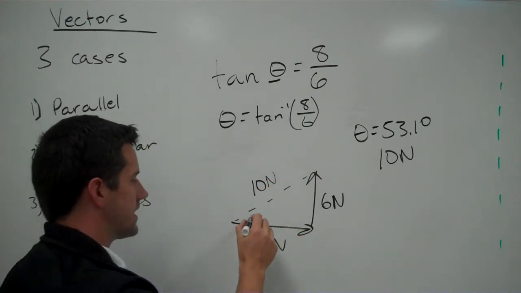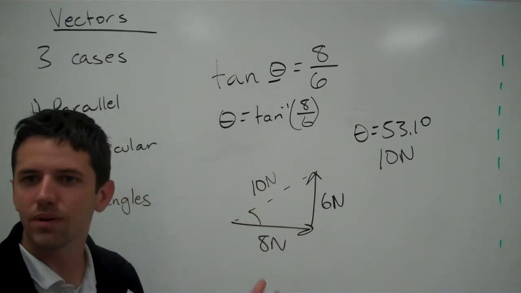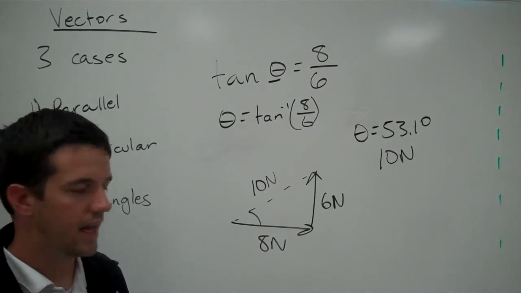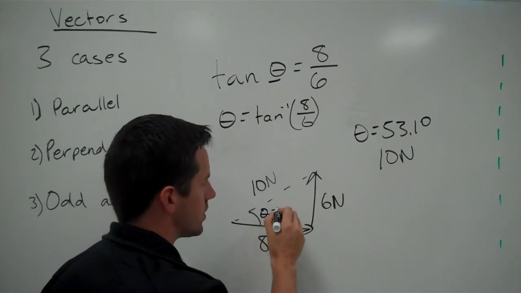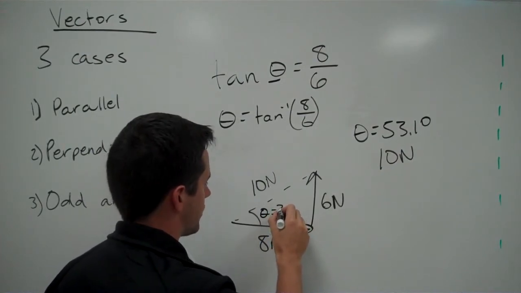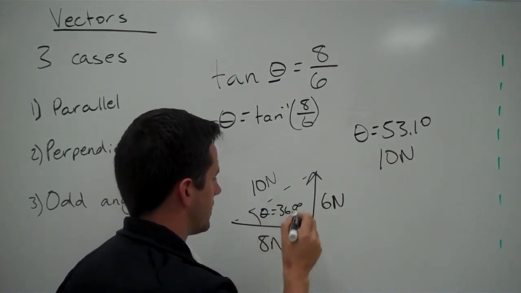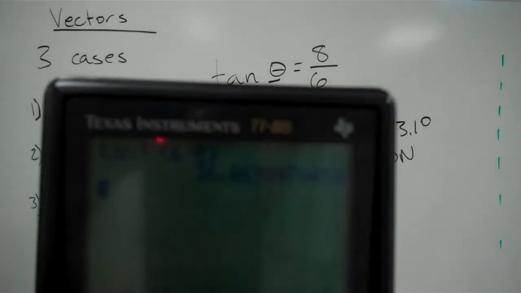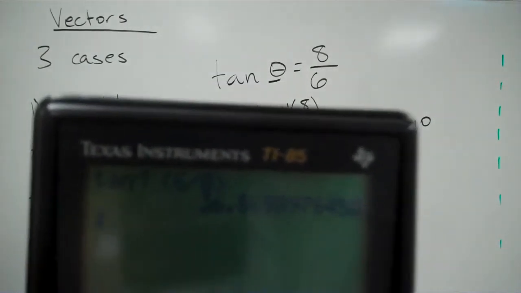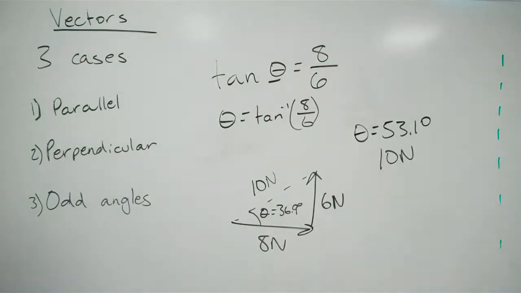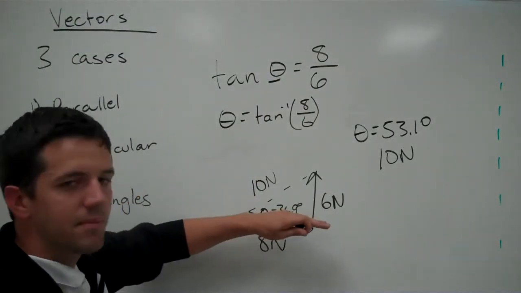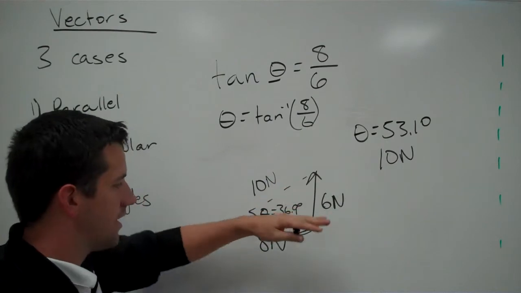Okay, but if I worked out this angle, I would not get 53. I would get, if I'm looking at it, theta in this case would be 36.9. Let's see what Mr. Calculator says. 36.9. Okay, and that's because I'm telling you that direction from a different angle.